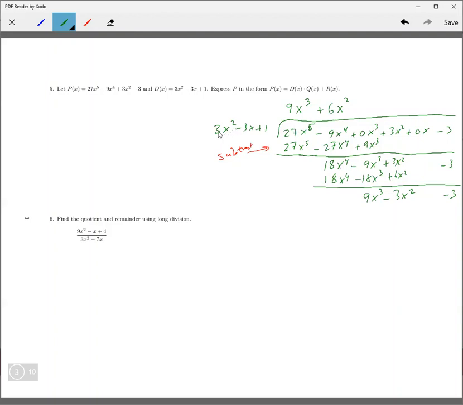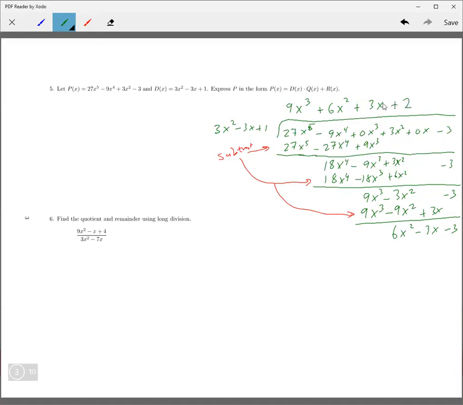Okay, then let's see. 3 times 3 is 9, so that's going to be 3x. So multiplying there and multiplying here is going to be negative 9x squared, and then plus 3x. Okay, subtract. That's going to be 0. This is going to be 6x squared minus 3x minus 3. Okay, so remember, subtract there.